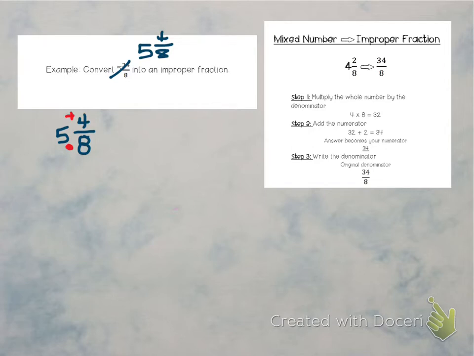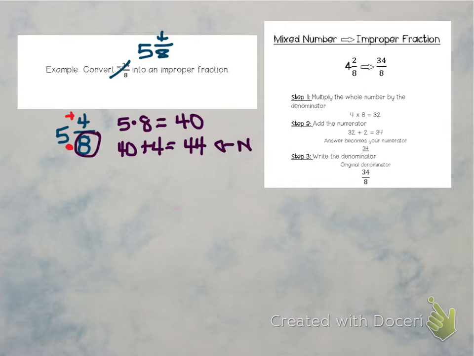So first we have 5 times 8, and 5 times 8 is 40. After we multiply that, we are going to add our numerator, which is 4, to get 44. So remember, this is our new numerator, and your denominator never changes. So let's write our new numerator, and we're going to put that over our old denominator. And now we have an improper fraction.